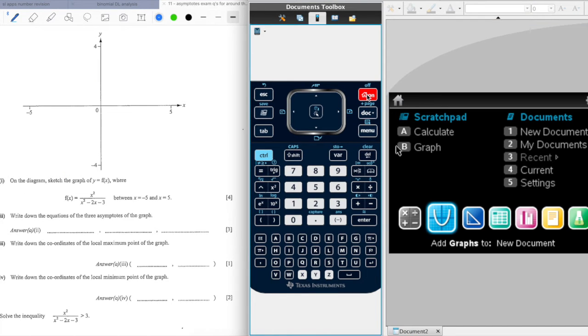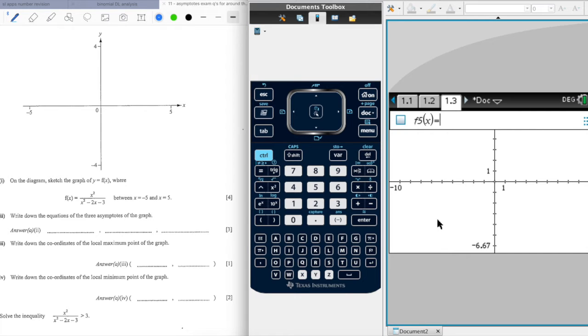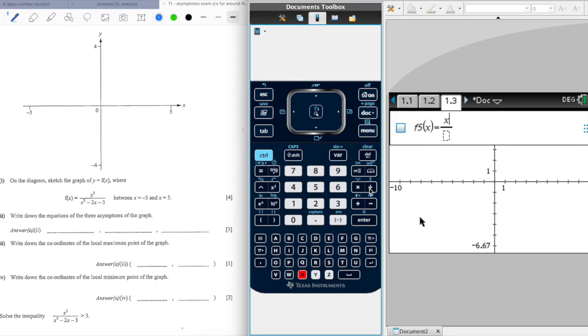Okay, so for this question, the first thing again is to plot the graph onto my GDC, and it's a fraction with the expression x squared on the top, and then on the bottom we have x squared minus 2x minus 3.